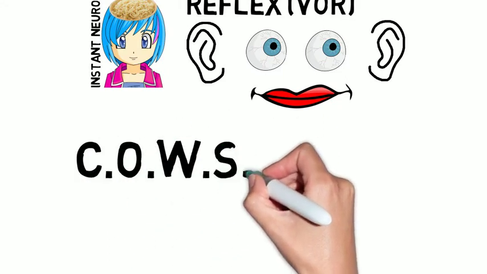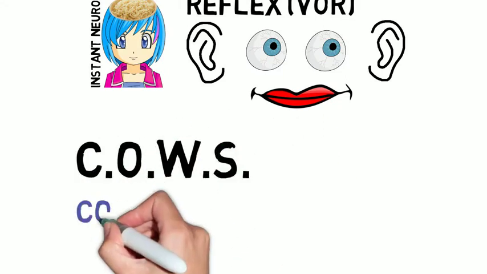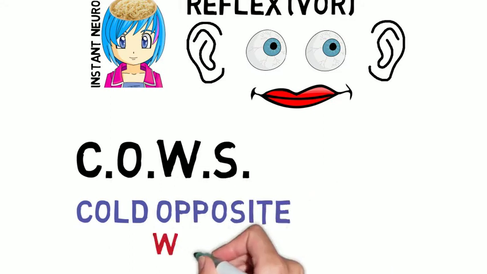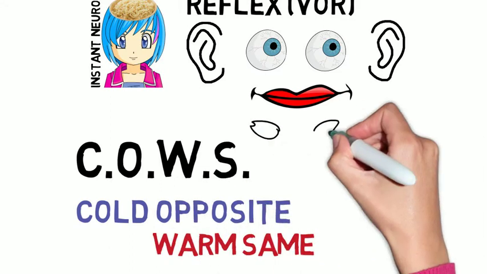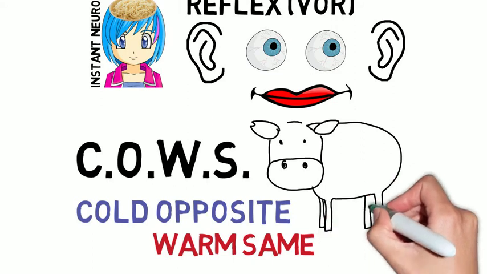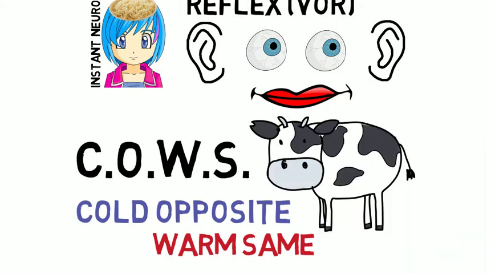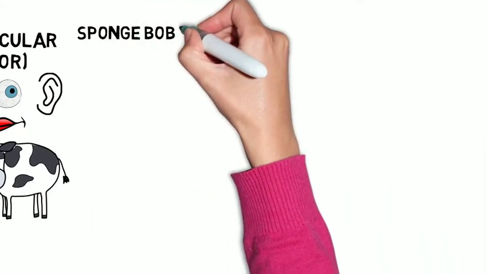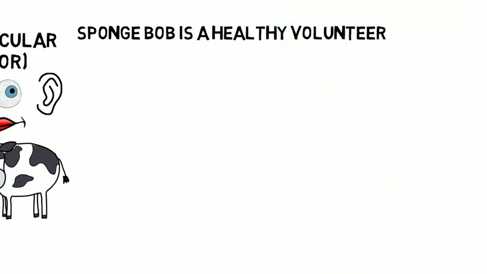An important mnemonic to help you remember the direction of the induced nystagmus is COWS: cold opposite, warm same. This reminds you of the direction of the fast phase of the nystagmus. Let's take a look at caloric induced nystagmus in a healthy volunteer, SpongeBob.